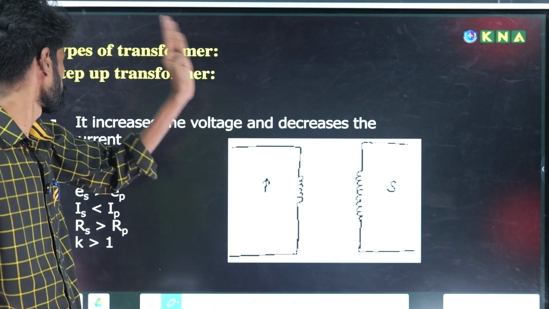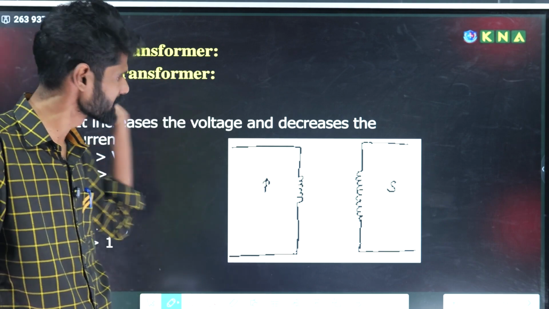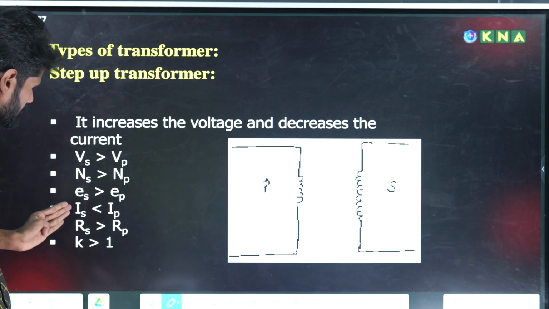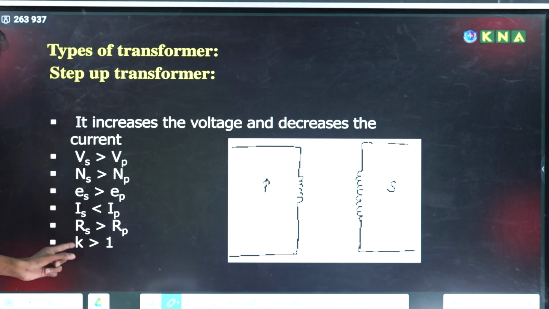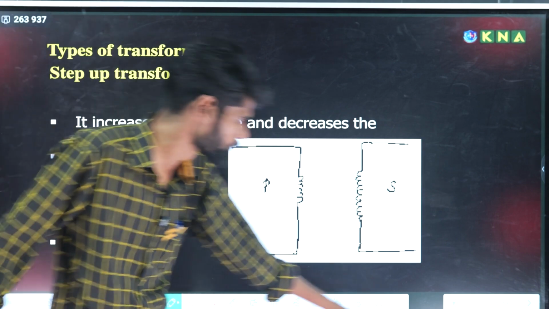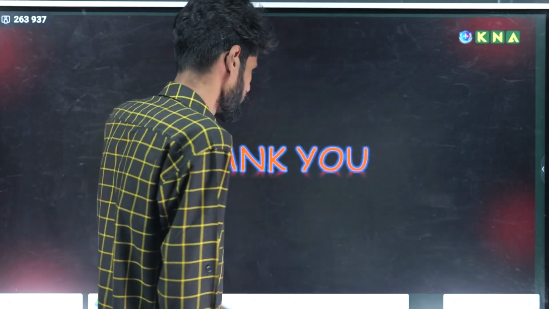There are two types of transformer. A step up transformer increases the voltage and decreases the current. So here Vs is greater than Vp, and these are the properties: Ns greater than Np, Es greater than Ep, Is less than Ip, and K is known as the transformation ratio, K greater than 1.